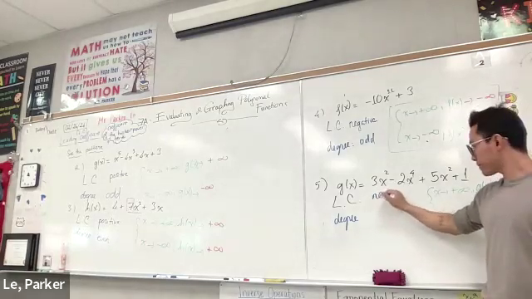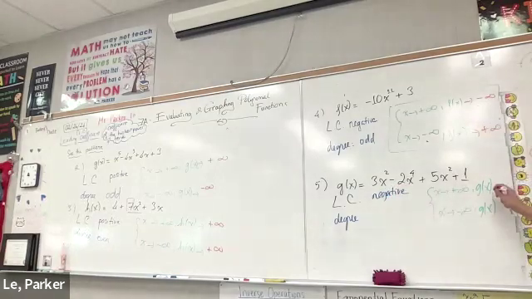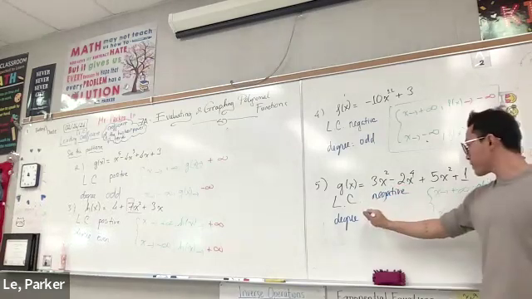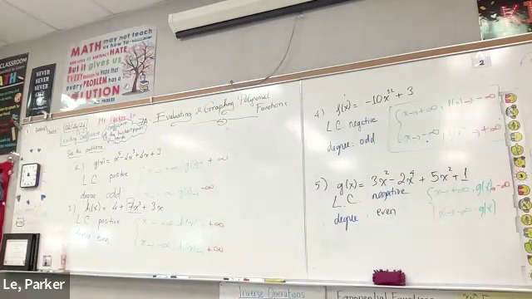Negative. So this goes to negative infinity, right? Degree is even. What does that mean for this? Go to negative, right? Even means same direction. Just copy this one down. Negative infinity. Same direction. One more, Fernando. Yeah? Any question for this part?